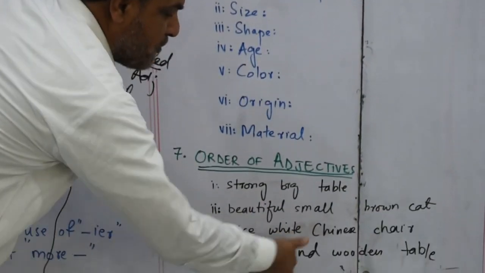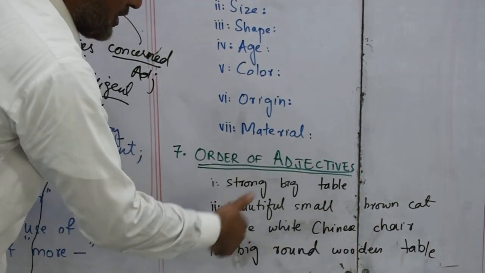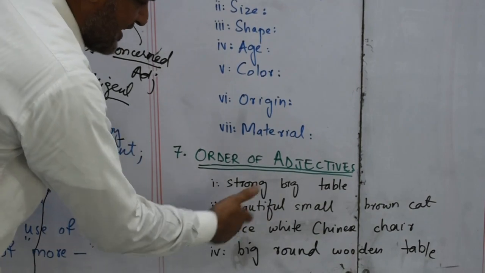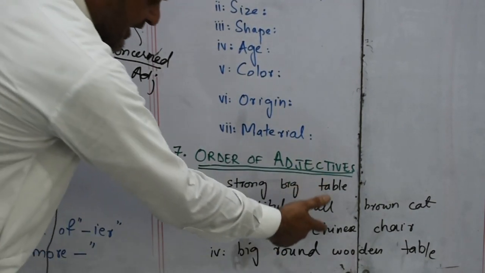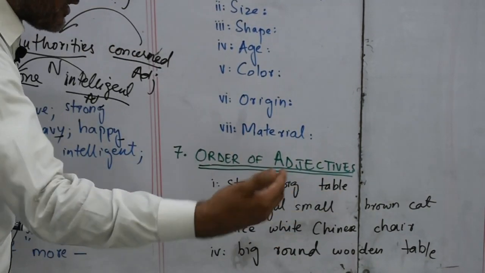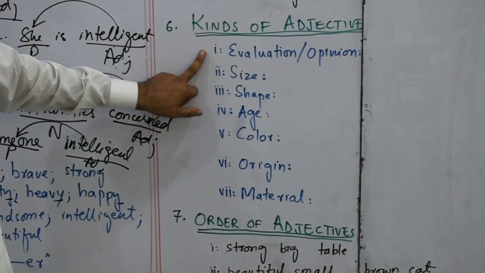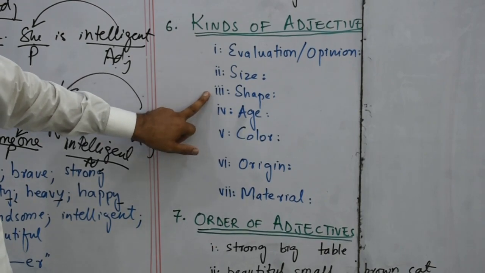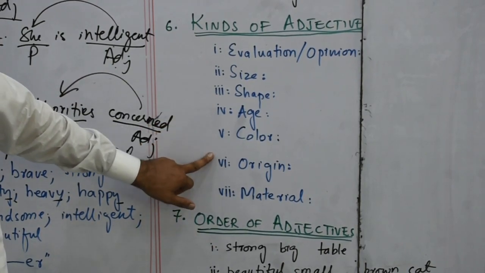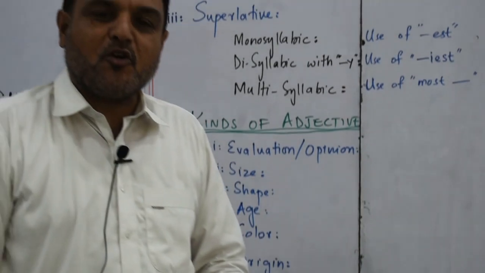You cannot use round big wooden table. You cannot use wooden big round table. You cannot use white nice Chinese chair. You cannot say Chinese nice white chair. Follow the sequence, and this is the sequence. Adjectives of evaluation are used earlier, then size, then shape, then age, then color, then origin, then material. I hope you are following me.